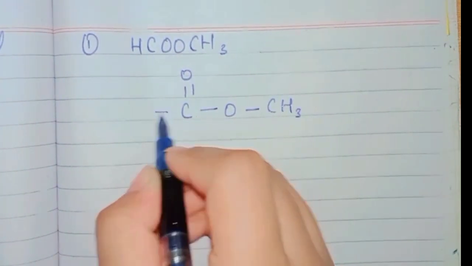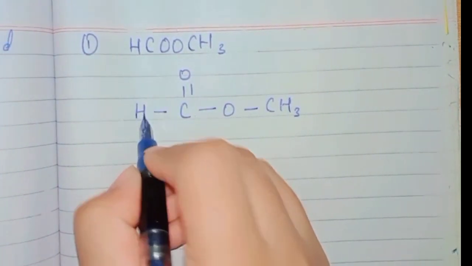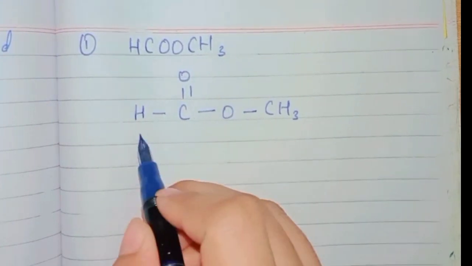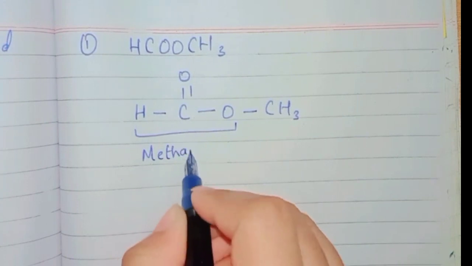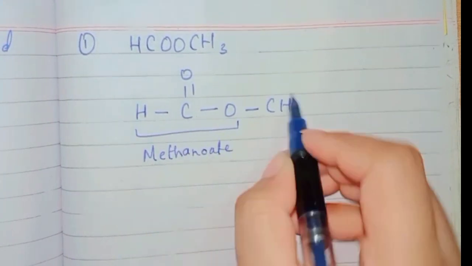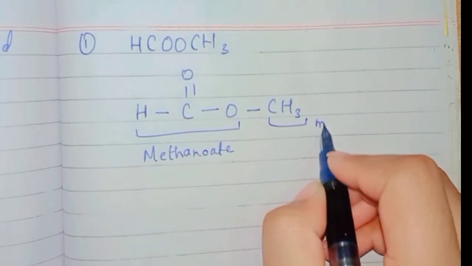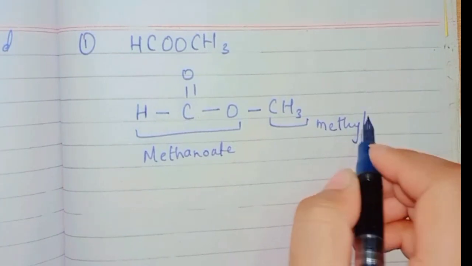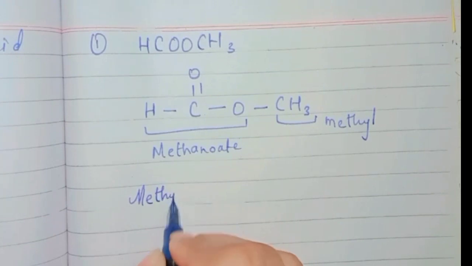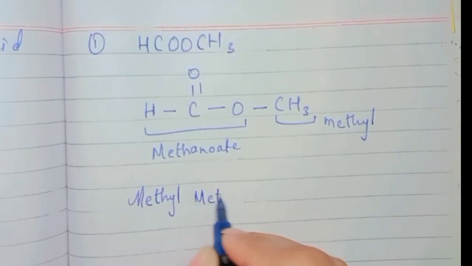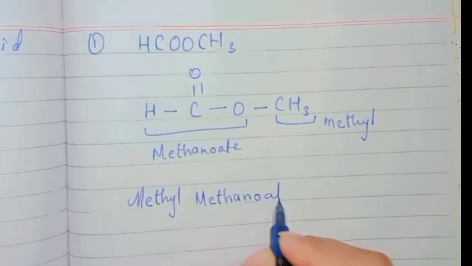The first example is given, in which a methyl is present with the ester group. The carbon atom is connected to oxygen with a double bond and the other oxygen with a single bond. The name of this example is methyl methanoate, which is its IUPAC name, and the common name is methyl formate.